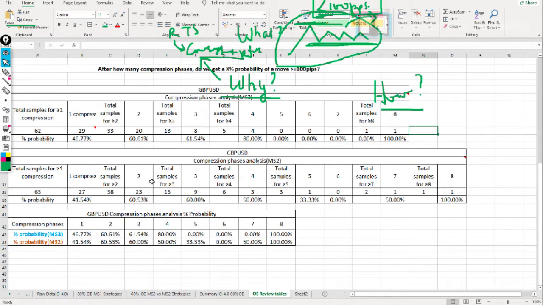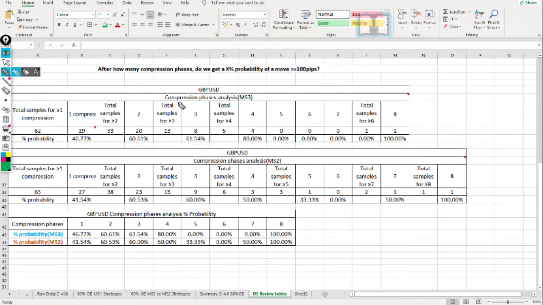So, traders, let me show you this compression phase analysis that we have taken a look at. Let me just erase that away for you guys. Over here, I'm looking at the compression phase analysis on only one instrument. You can do this on other instruments too, but you must quantify your tops and bottoms first. For total samples for more than one compression, we are looking at 62.